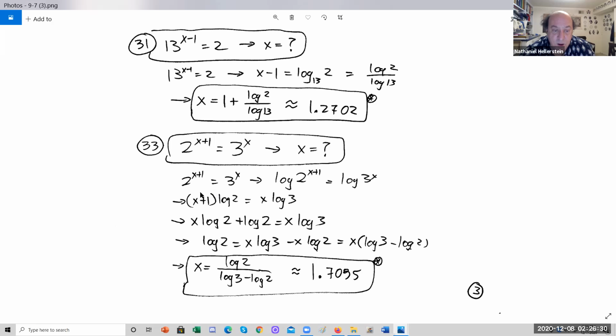First, distribute the log 2. X log 2 plus log 2 equals x log 3. Transpose x log 2 by subtracting from both sides to get log 2 equals x log 3 minus x log 2. Remove a common factor of x. So log 2 equals x times log 3 minus log 2. Divide by log 3 minus log 2, and you get x equals log 2 divided by log 3 minus log 2. And after some calculation, it's about 1.7095.